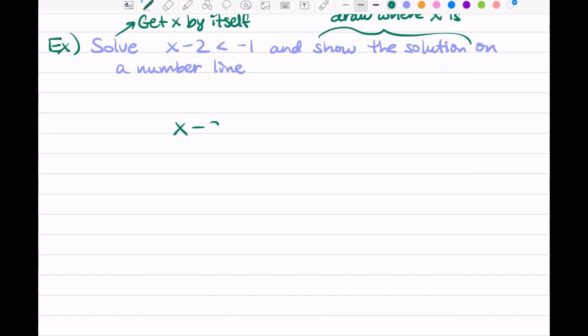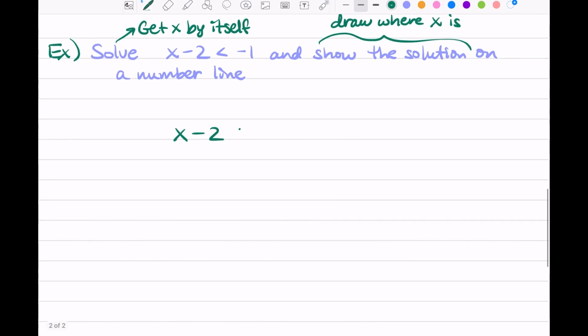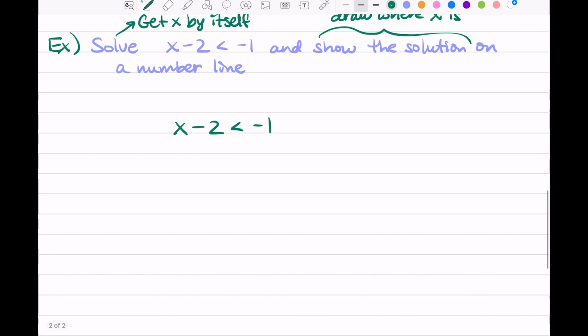So if we have x minus 2 is less than -1. In other problems, when we had linear equations, equalities, we would have something like x minus 2 equals -1. And we would do the same thing to both sides, right? We would add 2 to both sides to get x by itself because it's an equality. We want to make sure we have the same thing on both sides. Well, how do we think about it with inequalities?